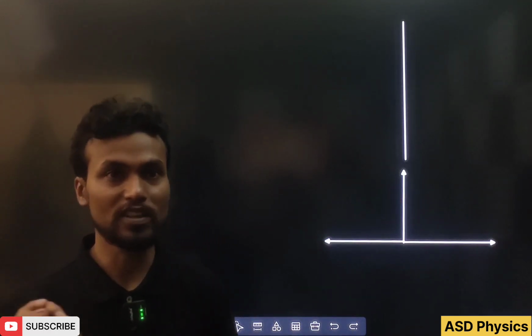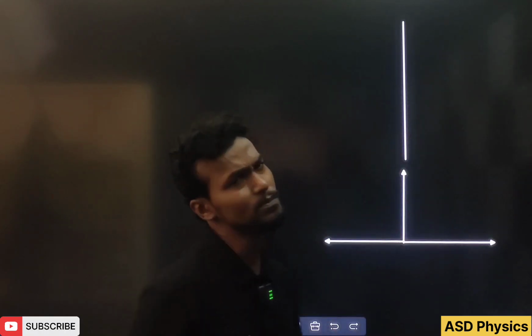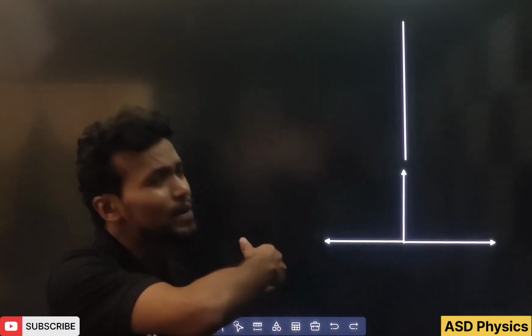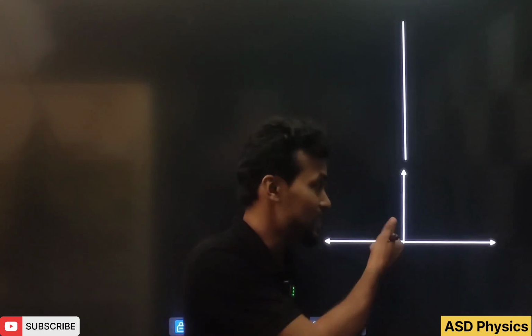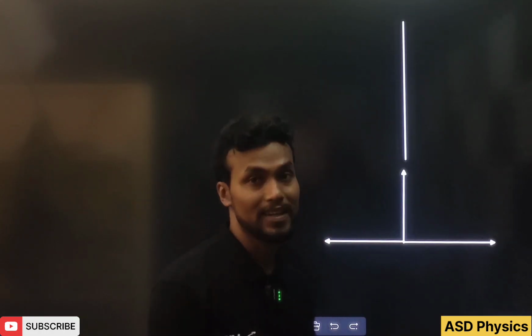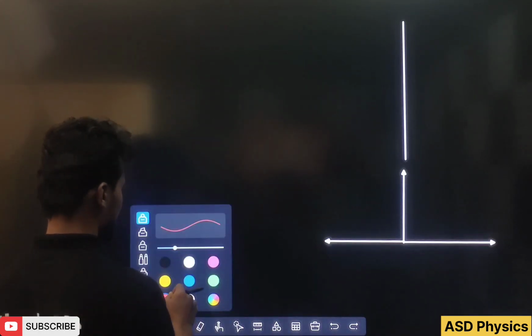So let's see here please. Here I have taken one wire, an infinite wire. Now what is the meaning of the infinite wire? Actually the wire is not infinite. What it means is that the observation point is very close compared to the length of the wire. Okay, and after that we'll draw the graph also, because questions used to come for the graph also. Okay, so let's start here one by one.